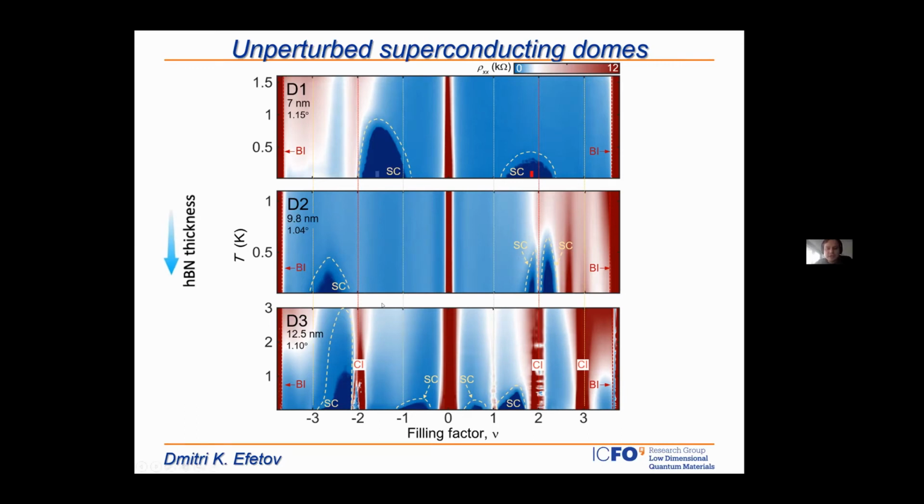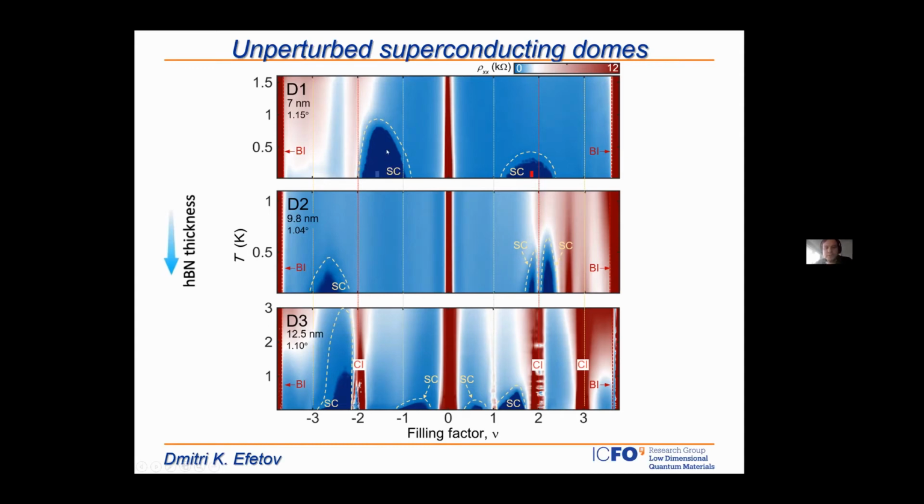This device here is device 3. This shows all the characteristics which are typical for the devices. It shows strong correlated insulators and superconductors. And this device is exactly dead on magic angle, so it has a very small T. And the dielectric thickness here is not so small. It's on the order of 15 nanometers. And here we really observe these strong correlated insulators.